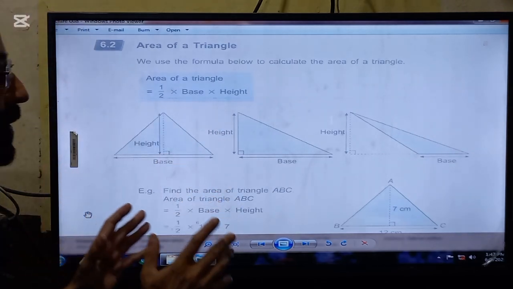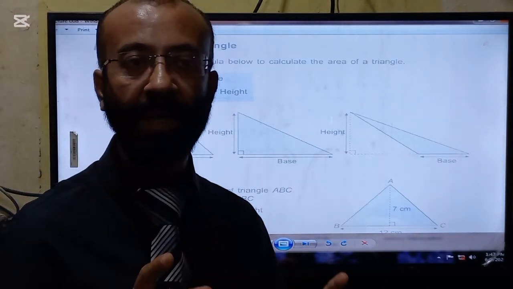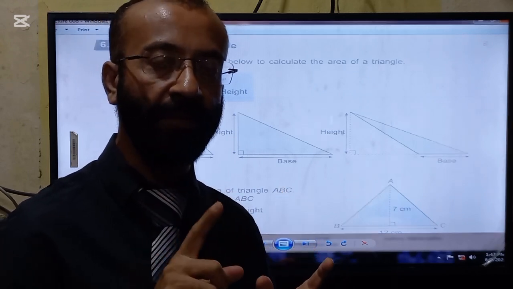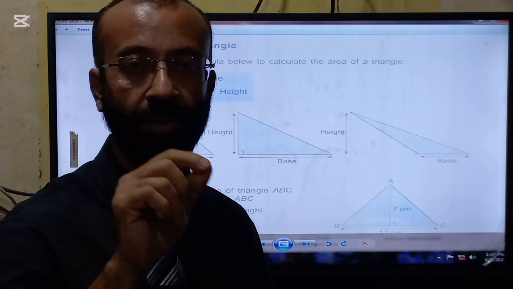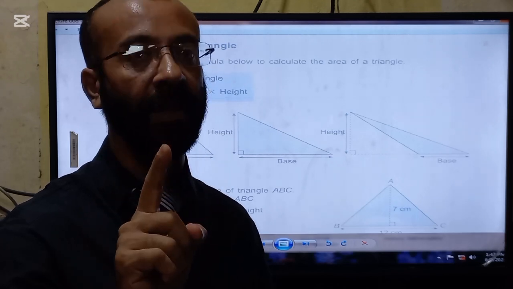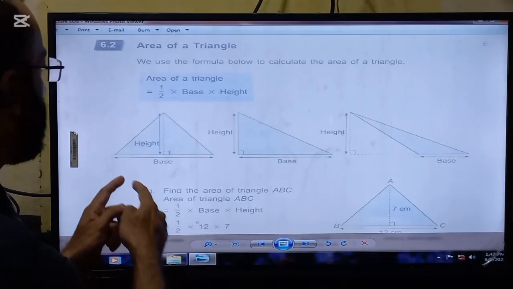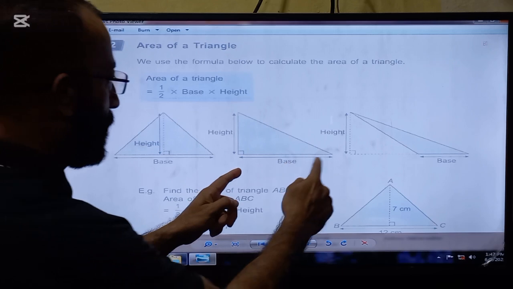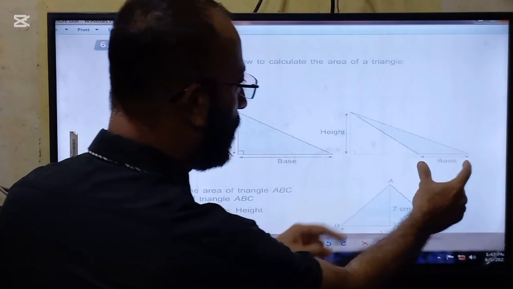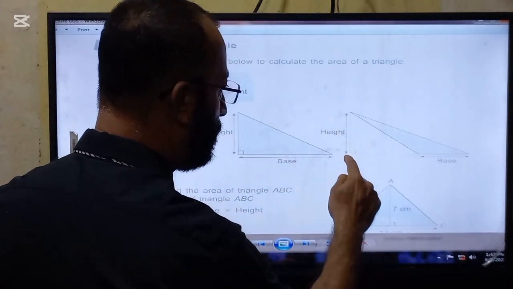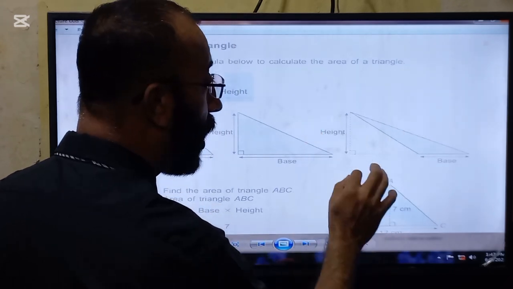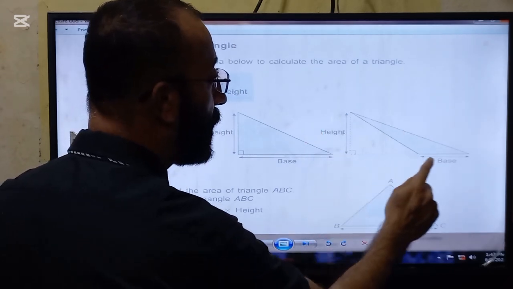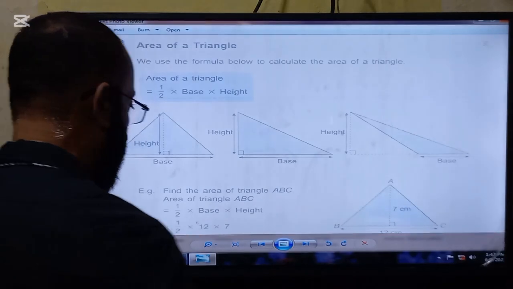So first you should be very clear in your mind which one is base and which one is height. Height is always perpendicular to the base. This is the thing. So if this is base, this will be height. If this is base, this will be height. And if this is base, this will be height, not this one, because height should always be perpendicular to the base. This is the thing.